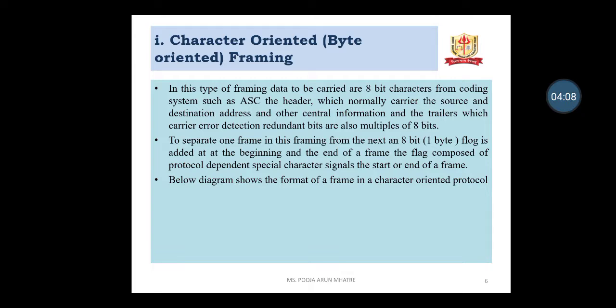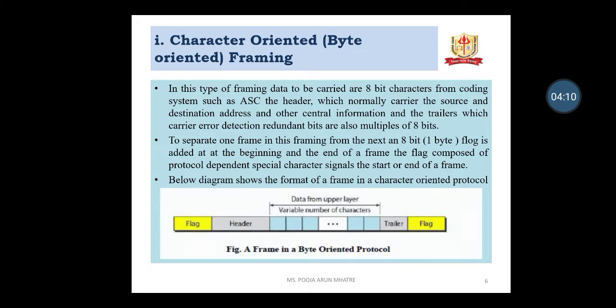The diagram below shows a frame in a character oriented protocol. The data from the upper layer is a variable number of characters. The data bits are shown in blue color, and we have a header, and the two ends of the data are marked with flags. After the first flag, the starting point is a header, and then the ending point is a trailer.